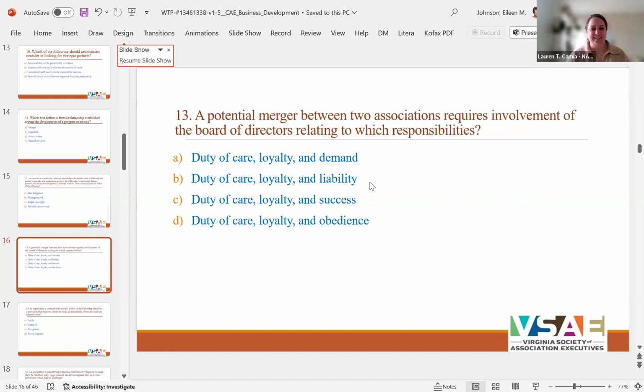Okay. And I think it's because, like you're saying, it's the liability, which could fall under the duty of care. I would say liability is a subset of the duty of care. Demand doesn't make any sense to me, success neither. So B and D were the two that you would go through looking at. And it says it's the duty of care, loyalty, and liability, which is not actually a duty. But maybe it's minimizing liability or something.